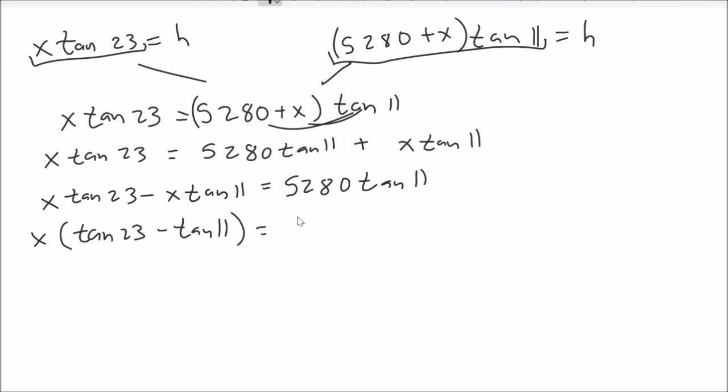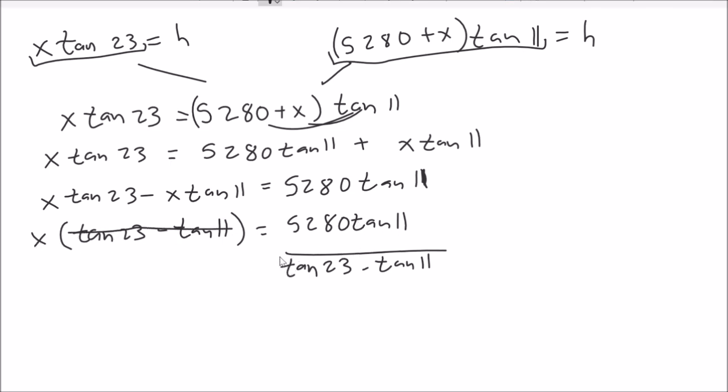And then again, I'm leaving the right side alone. So 5,280 tan 11. Okay, and that's not parentheses, that's a 1. All right, and then I can divide out the tan 23 minus tan 11. So here I go with that. Tan 23 minus tan 11. And now that x is alone, it's actually calculator time.